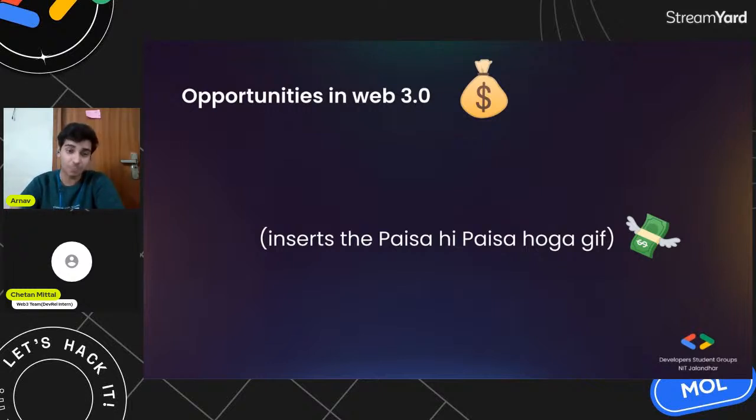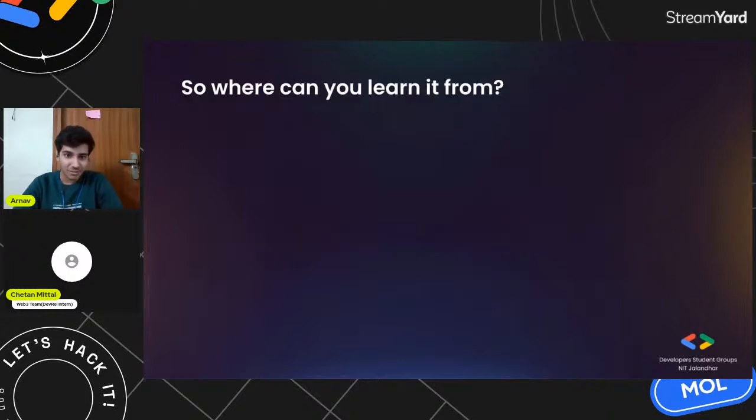No one can basically exploit your smart contract. So it's a very high paying job, and this is something that's recently coming up, so there's a lot of hype around it. This is a very new technology, and be sure to look into it. So now, where can you learn it from?